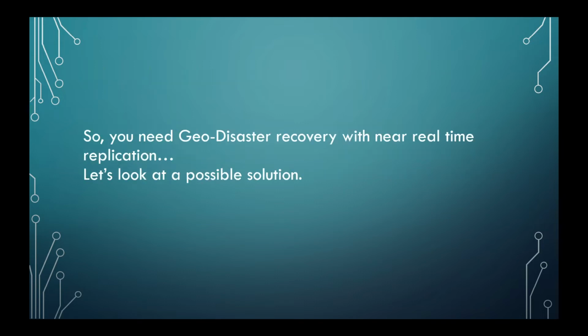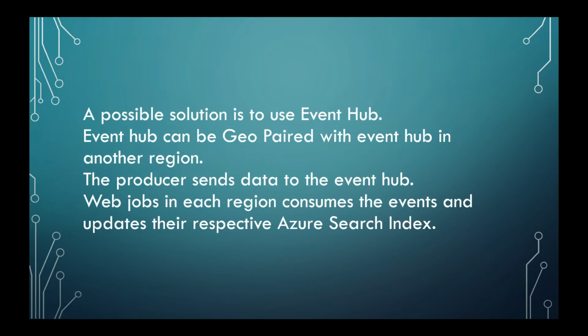So, you need geo disaster recovery with near real-time replication. Let's look at a possible solution. A possible solution is to use Event Hub. The other one might be using a service bus. But here, Event Hub can be geo-paired with Event Hub in another region. So one acts as the primary and the other one is secondary.